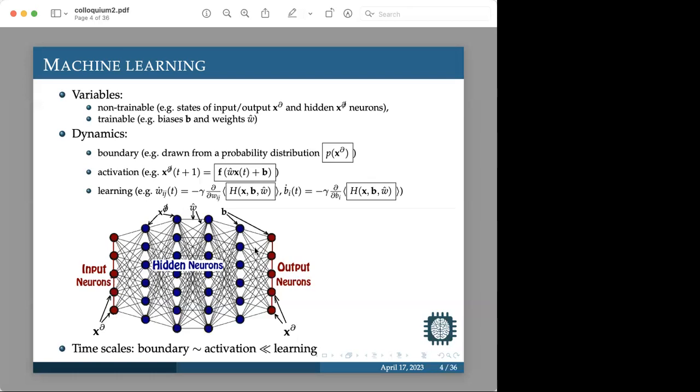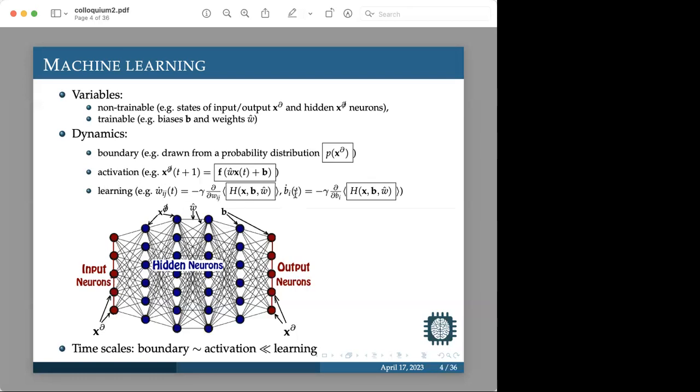What we don't have in physics is that those W's and B's, now things that describe your activation dynamics, have a life on their own. They evolve according to their own equations, and those are learning. This is what I call learning dynamics.